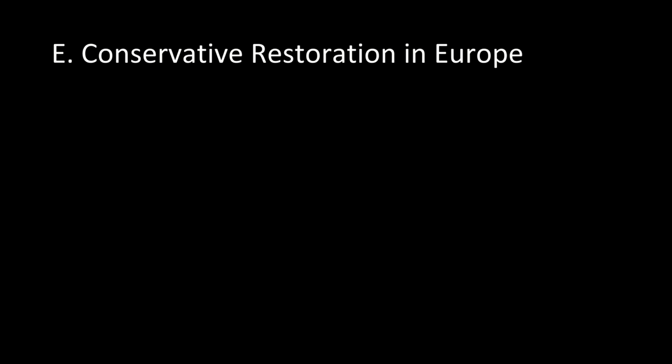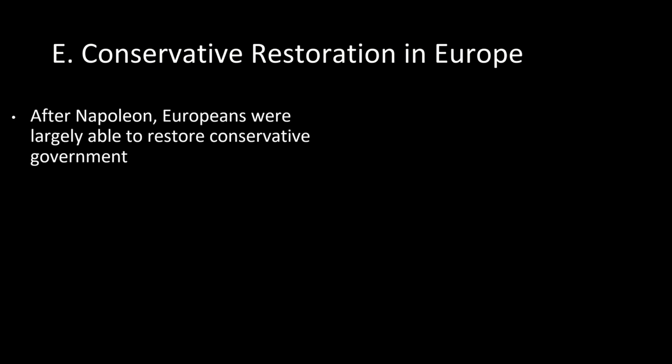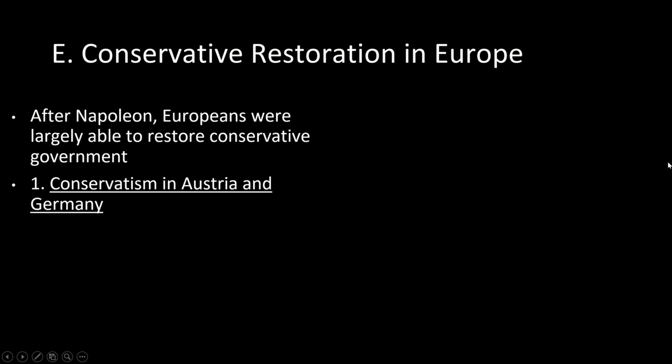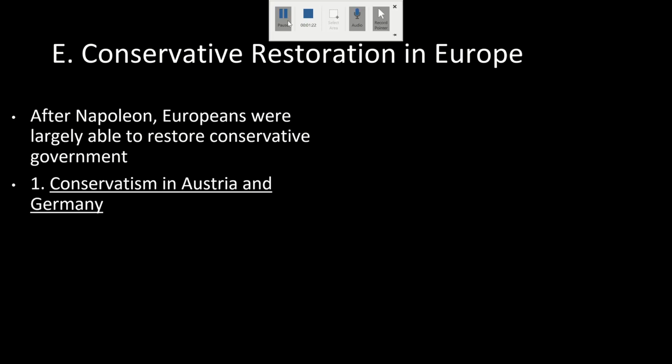All right, conservative restoration in Europe. What you're going to see in this chapter is, after Napoleon, conservative European monarchs are largely able to restore the governments that existed before Napoleon. They're going to bring back these monarchs and this conservative leadership. But how did they do that? What methods did they use? We're going to start off in Austria and Germany.